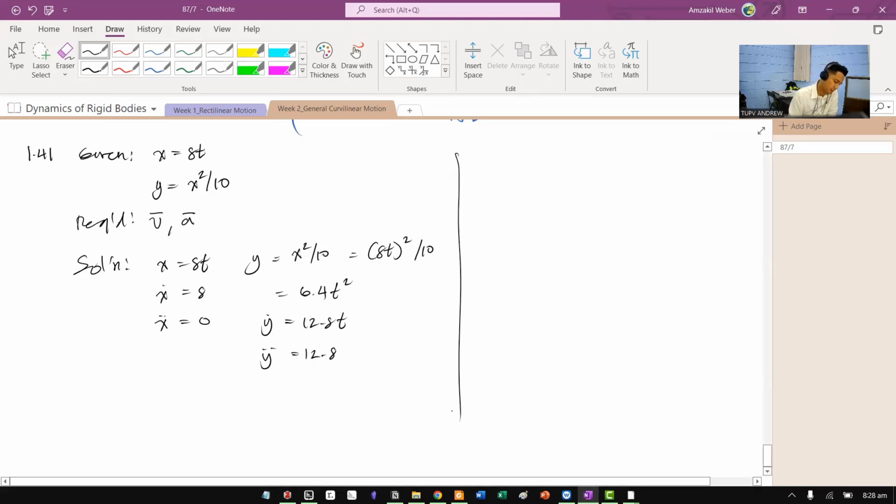Okay, so for x, time is equals to 2 seconds, the displacement is 16, the velocity is still 8, and the acceleration is still 0. Let's make it simple notation na lang.